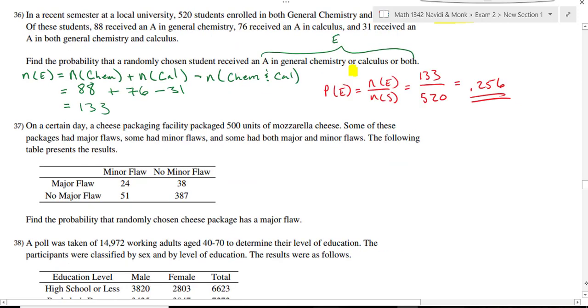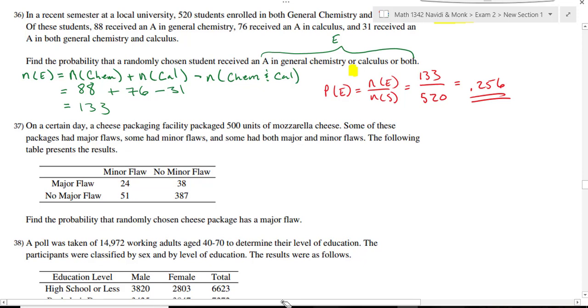0.256. Number 37. On a certain day, a cheese packing facility packages 500 units of mozzarella cheese. Some of these packages had major flaws, some had minor flaws, and some had both major and minor flaws. The following table presents the results. So here's our major flaw, no major flaw, minor flaw, no minor flaw.